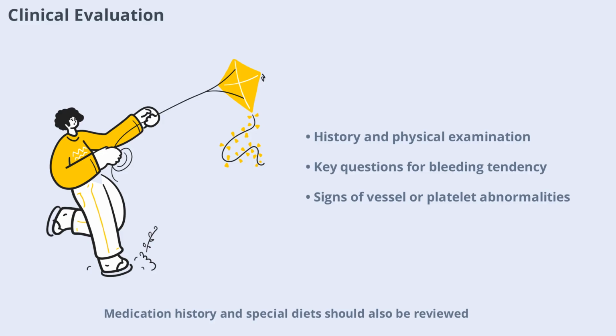Medication history and special diets should also be reviewed. Physical examination should assess for adenopathy, splenomegaly, hepatomegaly, signs of liver disease, and skin or mucosal abnormalities. Bleeding into superficial skin and soft tissues seen as petechiae or ecchymoses often indicates vessel or platelet abnormalities. Hemorrhage into joints is diagnostic of severe hereditary coagulation disorders.